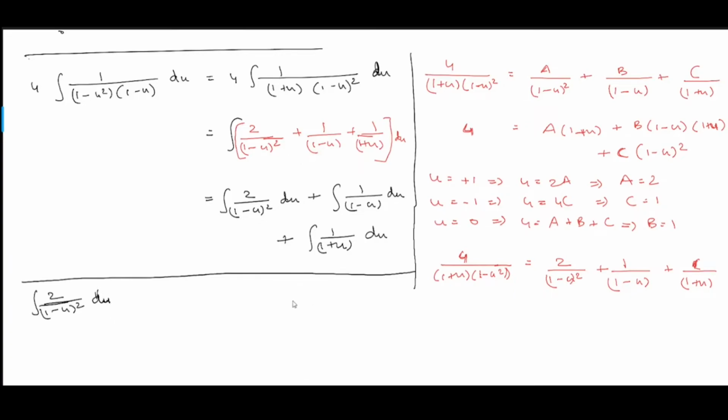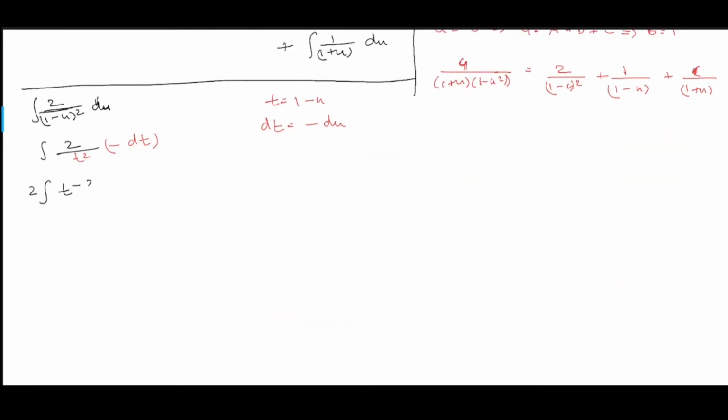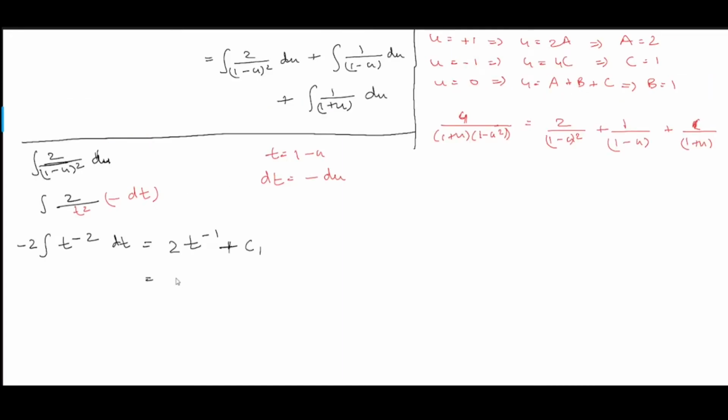We're going to use another substitution, which says t equals 1 minus u, and dt becomes minus du. That makes my integration 2 by t squared, minus dt. Let's take 2 outside: t to the power minus 2 dt, which gives t to the power minus 1 times 2, plus some constant c1. So in terms of u, I can write this as 2 by 1 minus u plus c1. Then 1 by 1 minus u du, the second part, half.